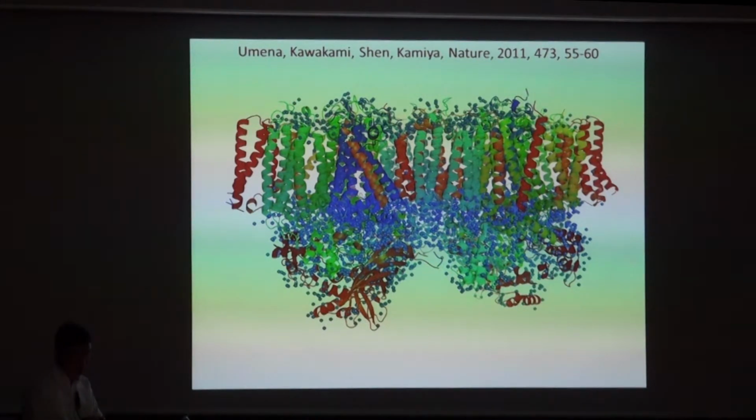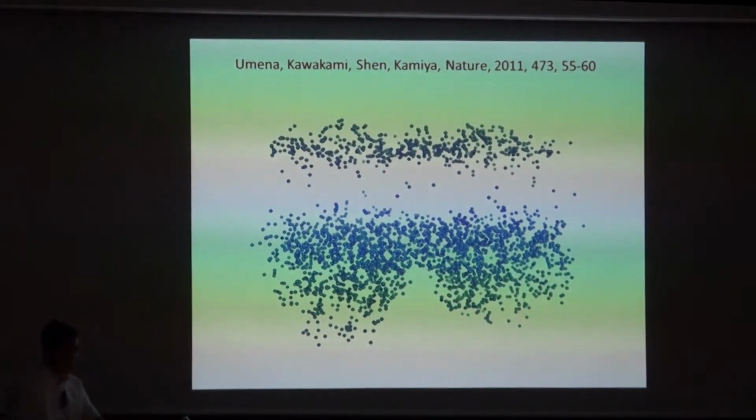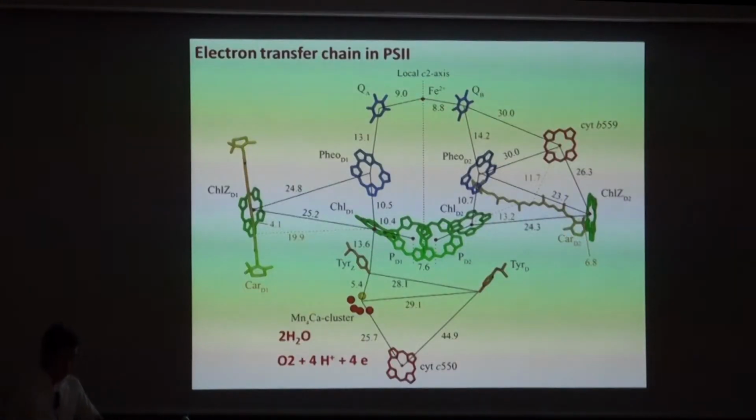And if we remove the protein backbones and just look at the distribution of these water molecules, you can see they are typically distributed on the outside surfaces of the membrane. This is one of the features of membrane protein complexes. Then in this protein complex, there are a number of pigments and cofactors associated with proteins, which function to absorb light, transfer electrons, and then split water into oxygen.